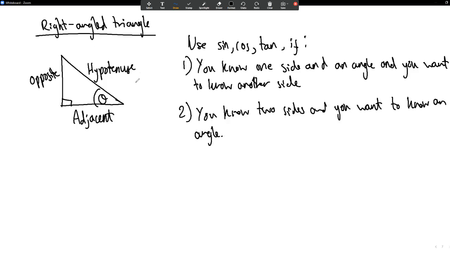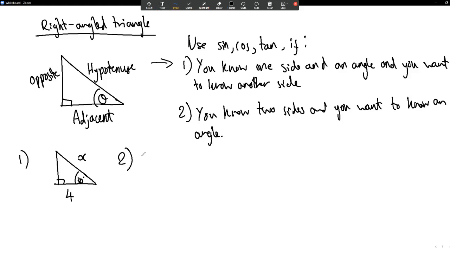Right. So, for example, let's look at case 1. So case 1 would be if we knew an angle, so this was 30 degrees, let's say, and we knew this side was 4. If we wanted to figure out this side, we meet this criteria, right? Because we know one side, 4, and we know an angle, 30, and we want to know another side, x. We could also figure out this side. It doesn't matter where, because we know that side and the angle.